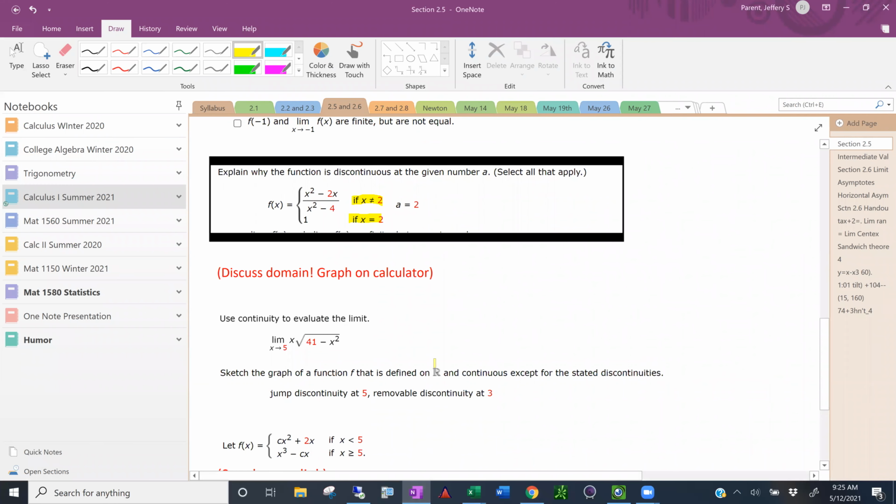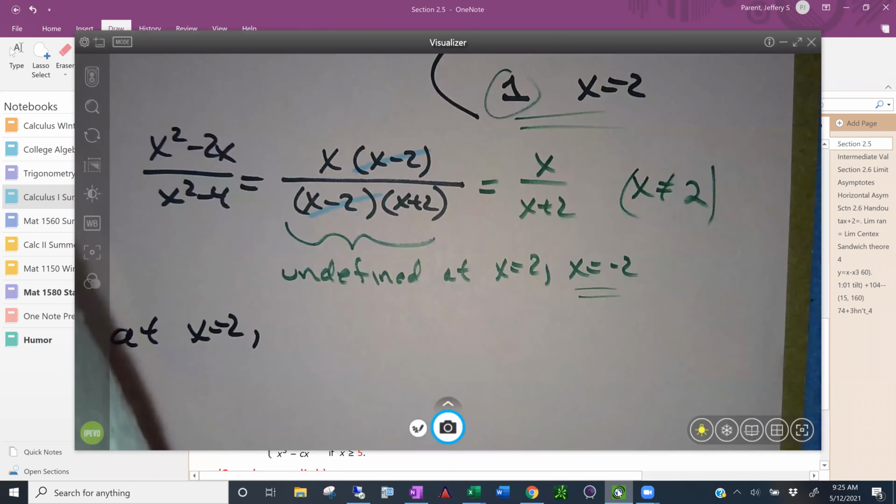Let's make sure we've answered the question. It says, explain why the function is discontinuous at the number a. At the number a, or in this case, at a equal 2, the function has a jump discontinuity. So at x equal 2, the function has a jump discontinuity.